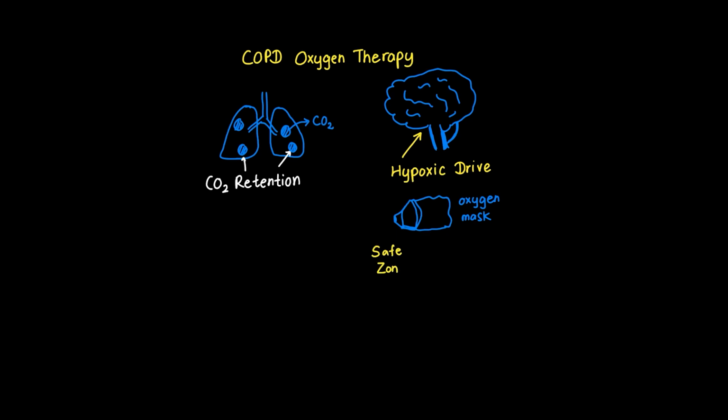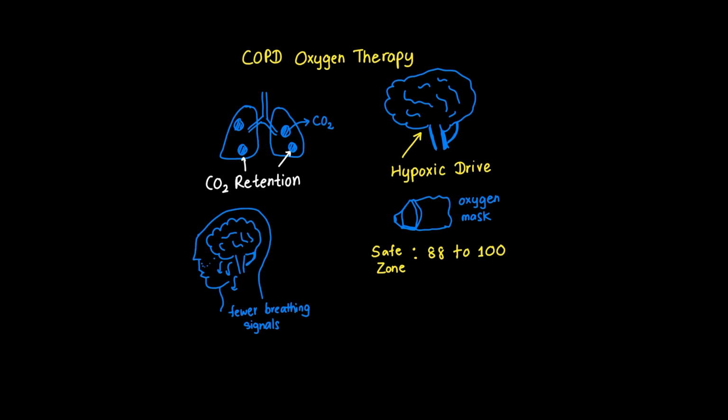When we give too much oxygen, raising saturation above 92%, we remove this hypoxic drive. The brain thinks everything is fine and stops sending strong signals to breathe. Carbon dioxide accumulates further, causing respiratory acidosis and potentially respiratory arrest. That's why we target 88 to 92% saturation.